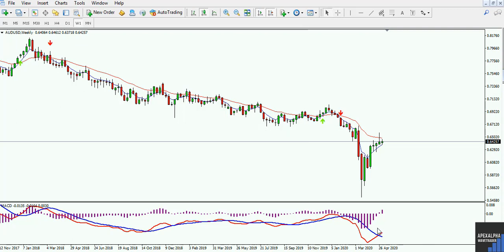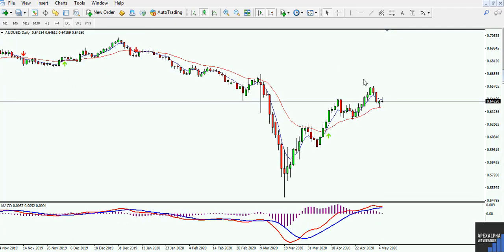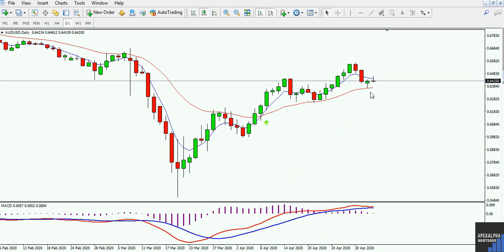Okay, but we look like we're having a cross here, so I have to go lower to see exactly what's happening. Going down to the daily, this is what is going on. From the daily, if you wanted to trade this, I think it's best to look at this as if you are trading it day to day.